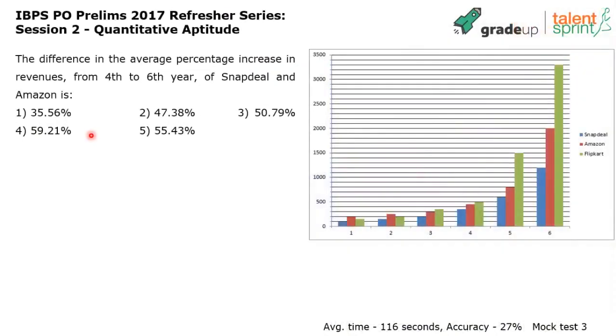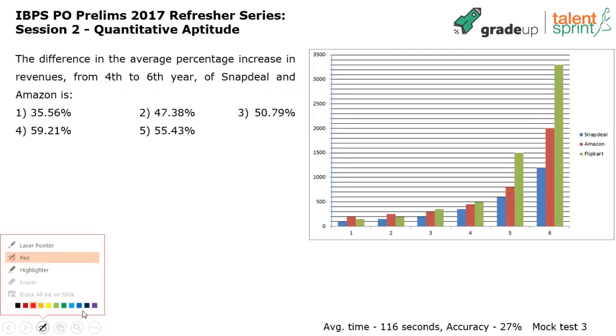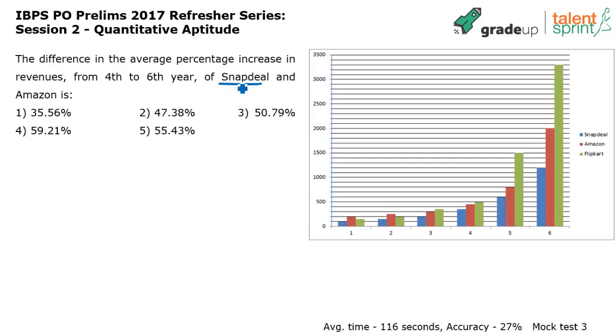So let me discuss the solution for this first question on data interpretation from the session today. Here we go. So the question says the difference in the average percentage increase in revenues from 4th year to 6th year of Snapdeal and Amazon is. So we are talking about two companies here, Snapdeal and Amazon, right? You know that Snapdeal is this blue bar here and Amazon is the red ones. From which year to which year? From 4th year to 6th year.